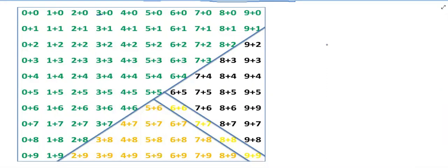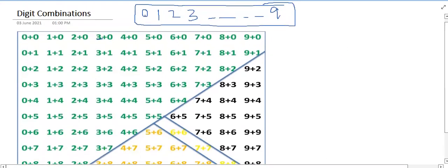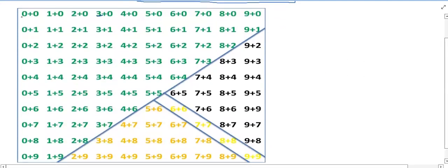No, not 90. 100. Yes, 100, because there are 10 digits. See the table I have mentioned here. By taking 0 combined with 0, 0 combined with 1, 0 combined with 2, 0 combined with 3, up to 0 combined with 9. So the combinations with 0 are over.